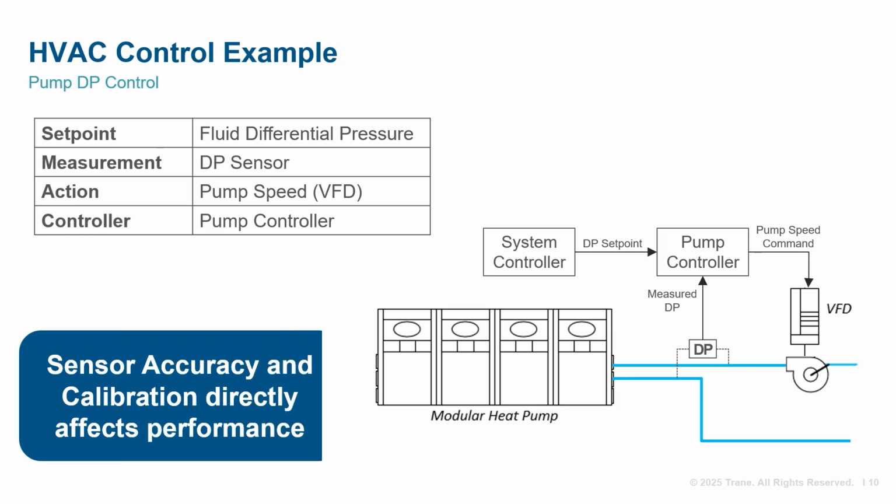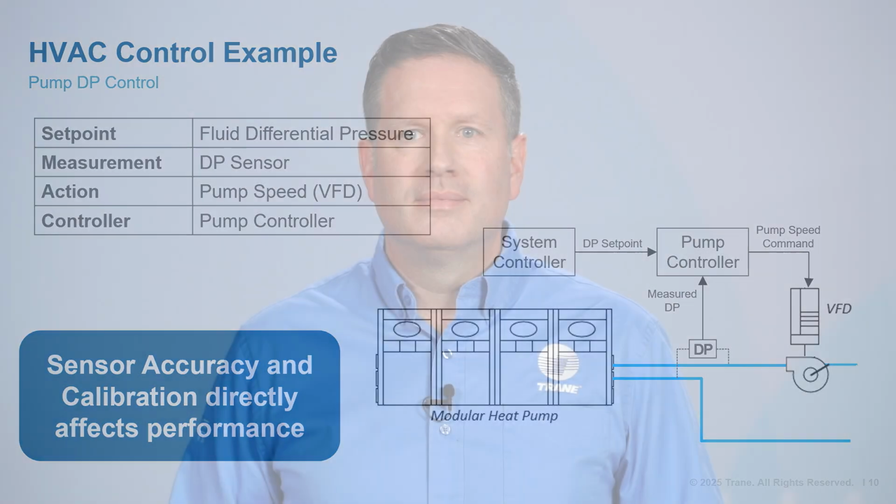What would happen if the DP sensor is out of calibration, reporting a value that is 20% higher than the actual value? When the controller sees the higher pressure reported by the sensor, it reduces pump speed command. The pump slows down to maintain DP set point. That 20% sensor error has resulted in a 20% error in the system operation. Selecting high-quality sensors and maintaining their calibration has a direct impact on system operation.